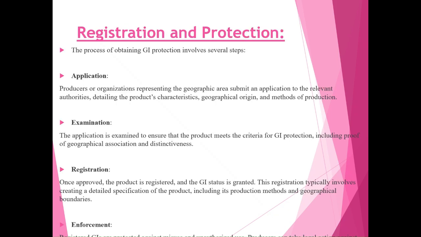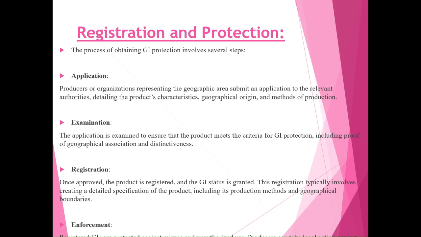Next, registration and protection. So the first step in registration is application. The producer submits the details about their product characteristics and the origin. If they think that they are providing a unique product to the customer, and they meet the criteria of GI, then they can apply for the GI.